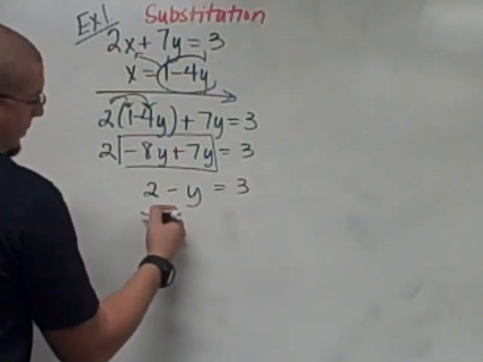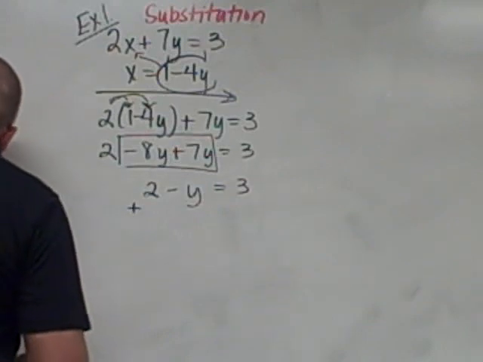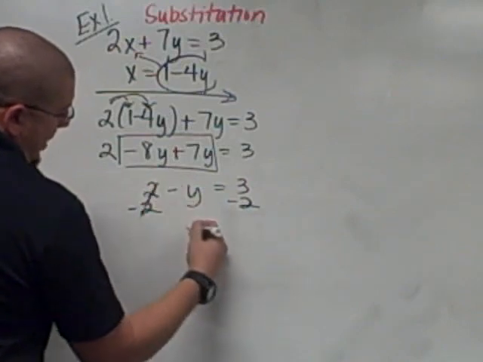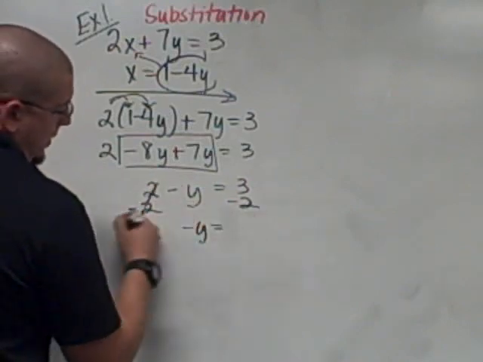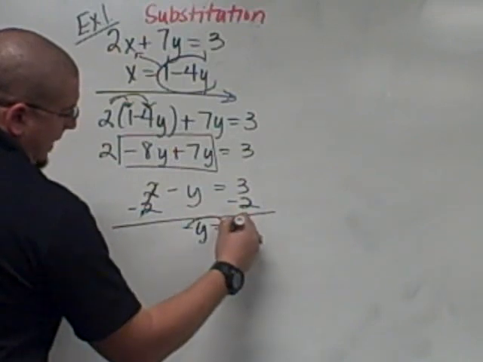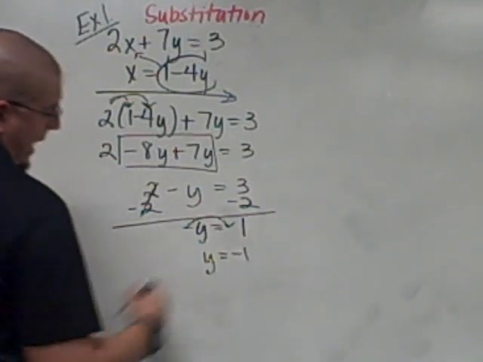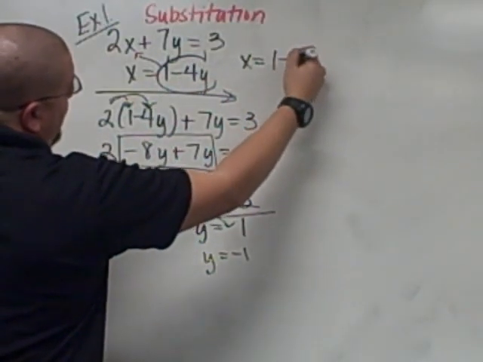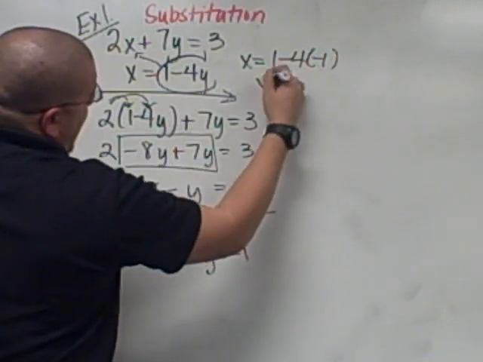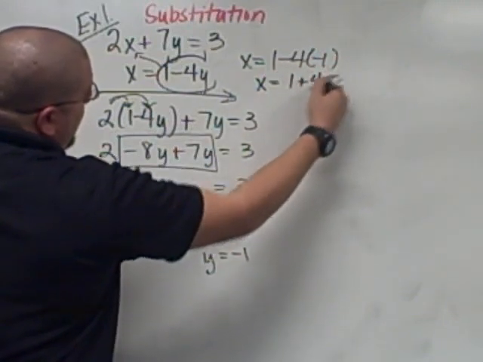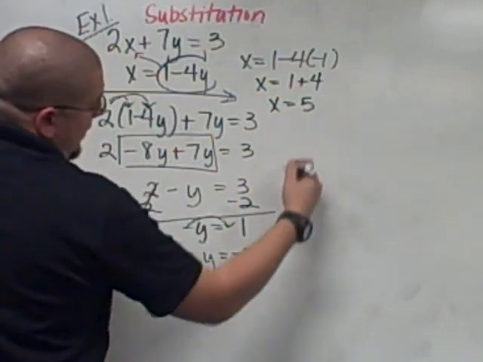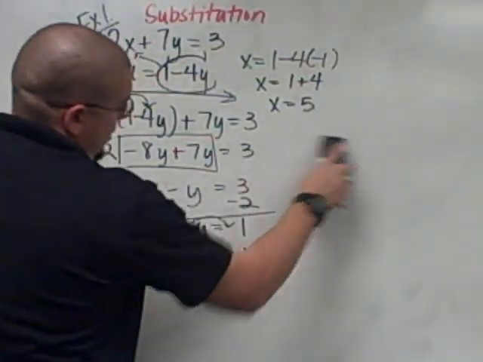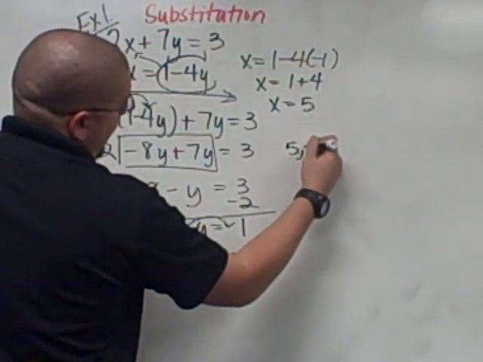Solve for y. I would subtract 2 from both sides. I would have negative y equals 1. Take that negative to the other side. I have y equals negative 1. Then of course go back in and plug it in. X equals 1 minus 4 times negative 1. X equals 1 plus 4. X equals 5. So my solution to this one would be negative 1. I'm sorry, out of order. My solution to this one would be 5, negative 1.